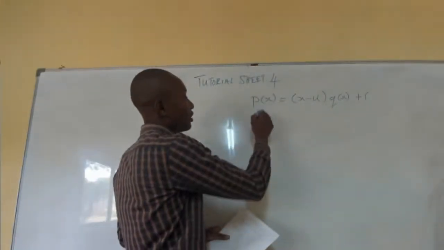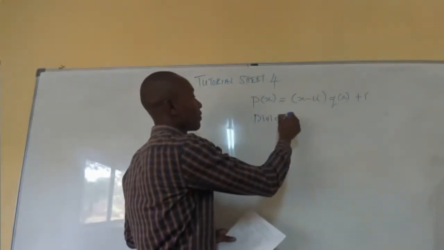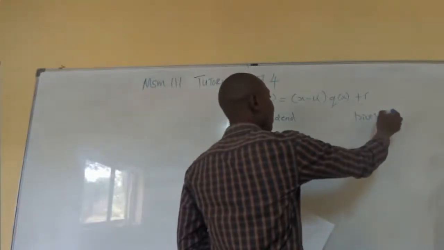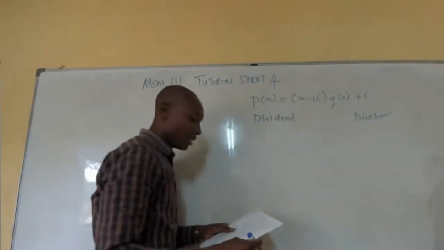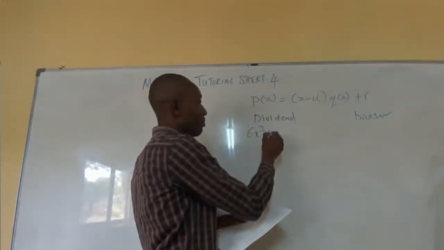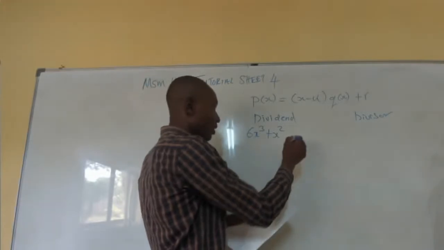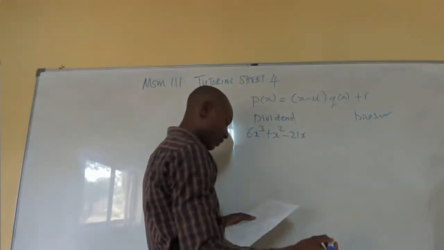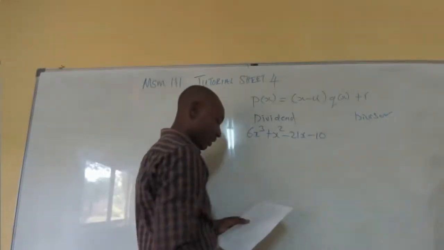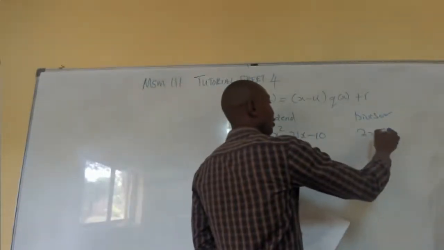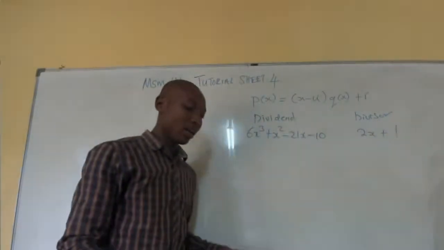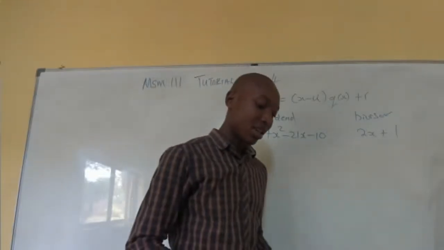We have the dividend side, and we have the divisor. On the dividend side, we have 6x cubed plus x squared minus 21x minus 10. Then the divisor, we have 2x plus 1. Okay, so we want to write that in the same form.